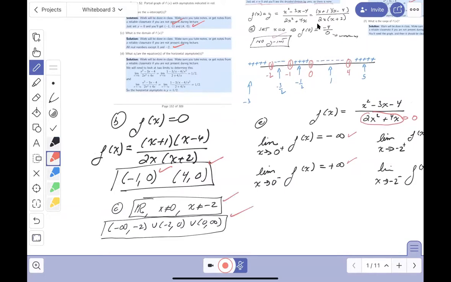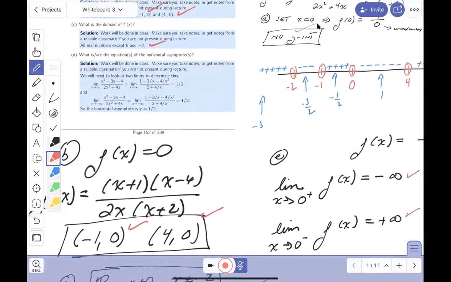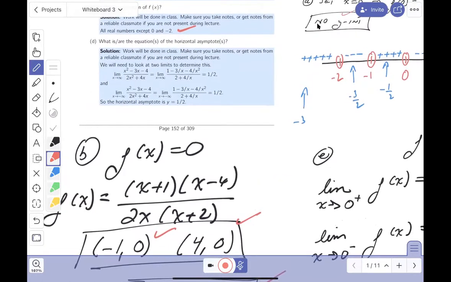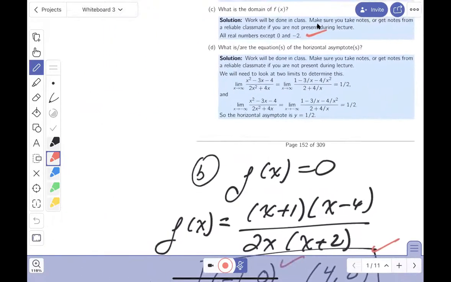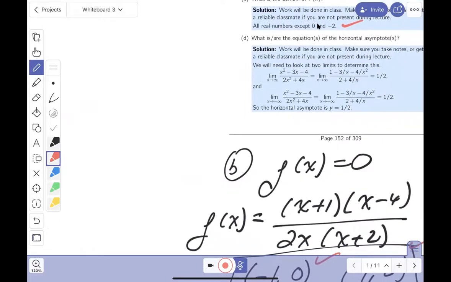Let's do D. And what does D say? What are horizontal asymptotes? All right. So what I want to do is discuss this with you, and I'm going to just simply talk about it. The way we're going to do this is with limits. I know it's new, and I know this is difficult. All right, we're on D now. And I'll go through what we did in the lecture portion.